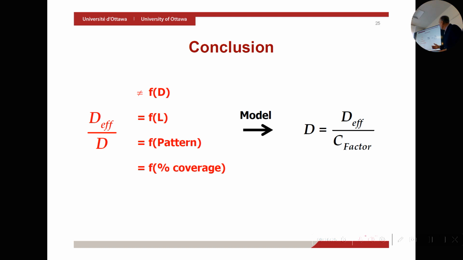which is not a function of the diffusivity, but a function of the length, the pattern, and the coverage. If we take the coverage and the length at the same time using the neural network model, we're able to calculate the value of D, because now we have D effective over D, and the correction factors come from the neural network. This is the purpose: to be able to design and test materials that will protect against agents like VX, Novichok, and all that.